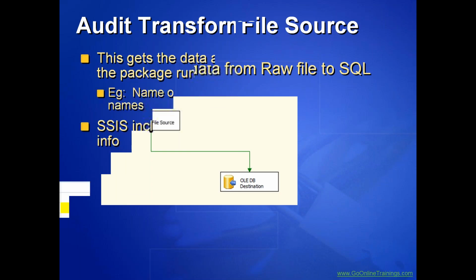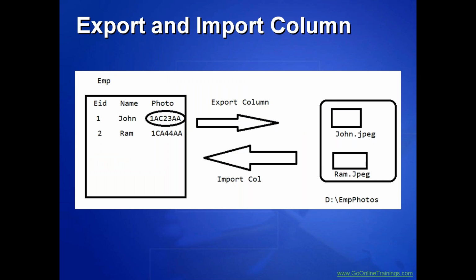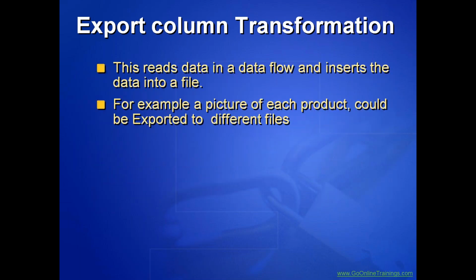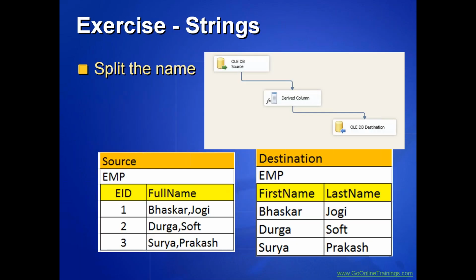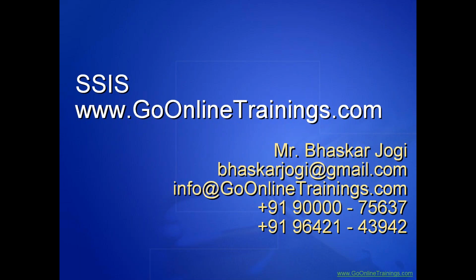Then we discussed a lot about export column and import column. When you have photos in your database and you want to export them, you can export, but the binary or hexadecimal data will get converted into JPEG data. This is also what we discussed yesterday. Now let us do a beautiful demo on all these transformations.